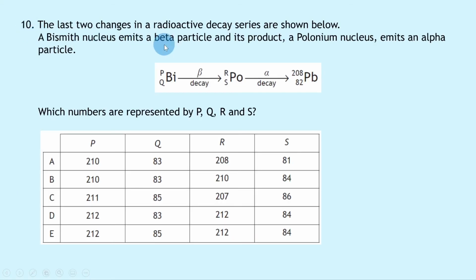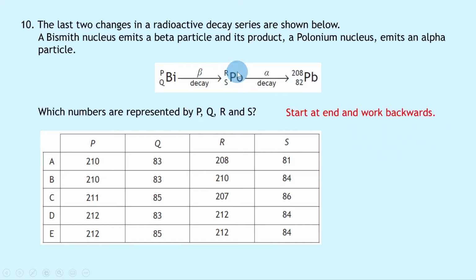Question 10 says the last 2 changes in a radioactive decay series are shown below. A bismuth nucleus emits a beta particle and its product, a polonium nucleus, emits an alpha particle. So we have bismuth undergoing a beta decay to create polonium, and then polonium undergoes an alpha decay to create lead. It then says which numbers are represented by P, Q, R and S. Well, for this question, because we've only got the mass number and atomic number for the final element in this decay series, then we need to start at the end and work backwards.